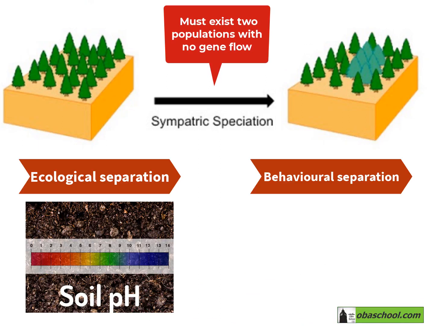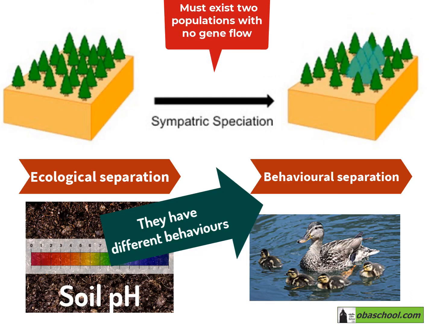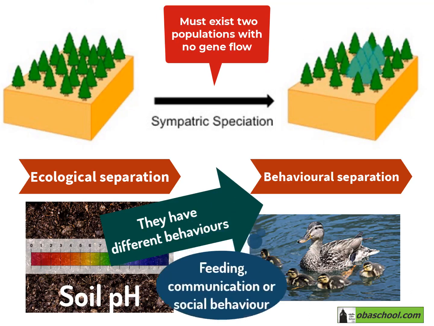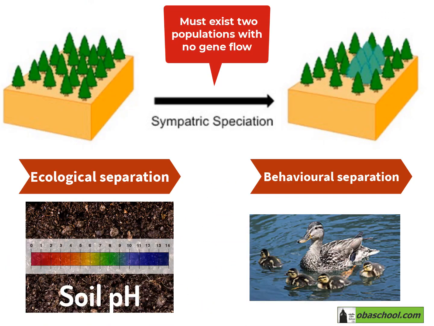On the other hand, populations are separated because they have different behaviors. For example, they could have differences in feeding, communication, or social behavior. And this is what is meant by sympatric speciation.